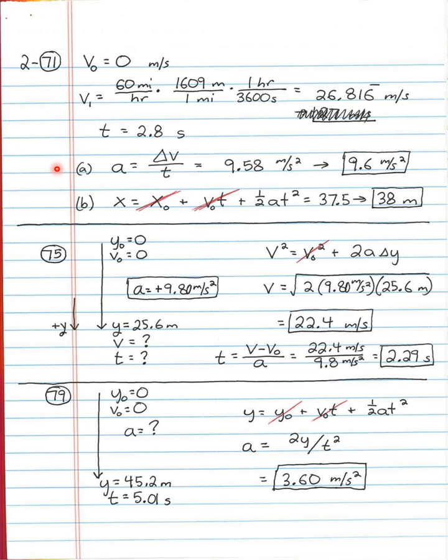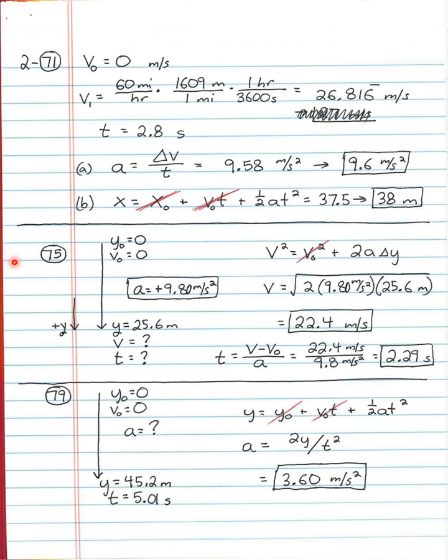Question B is asking how far does it go during that 2.8 seconds? So this is a good equation to use: x equals x naught, which is 0, plus v naught t. Well, v naught is 0, so that goes away. And all we're left with is one-half a t squared. We just solved for a on the previous problem, so we get 38 meters.